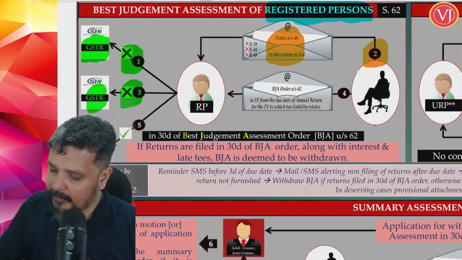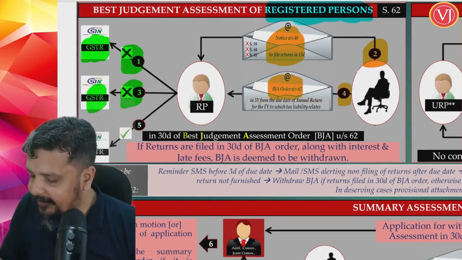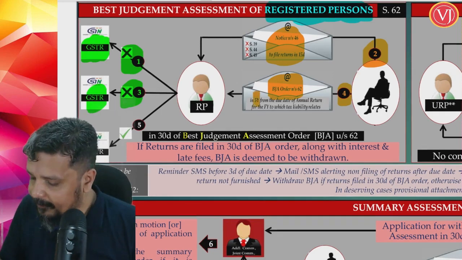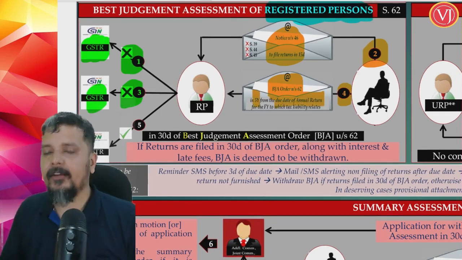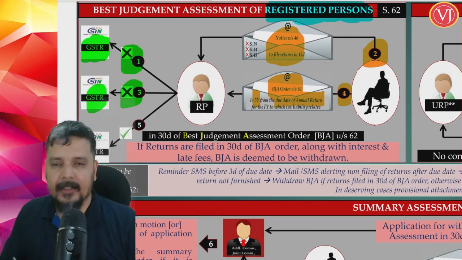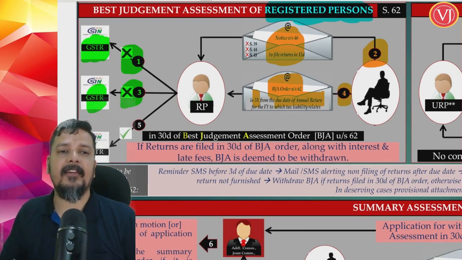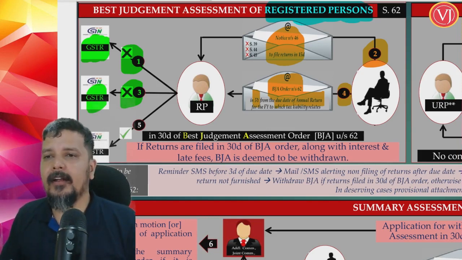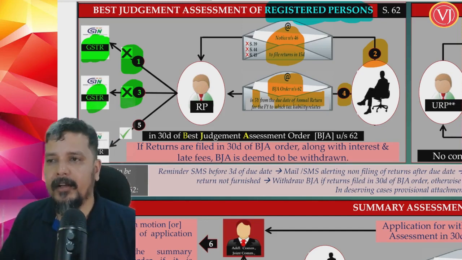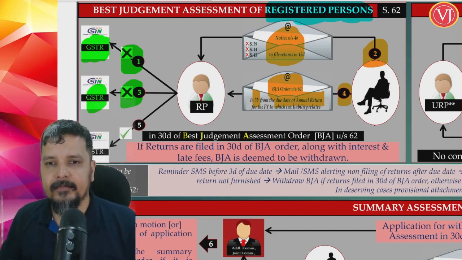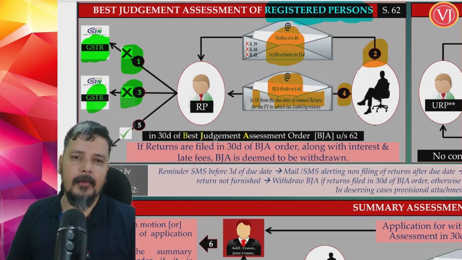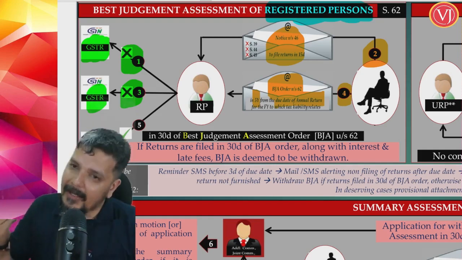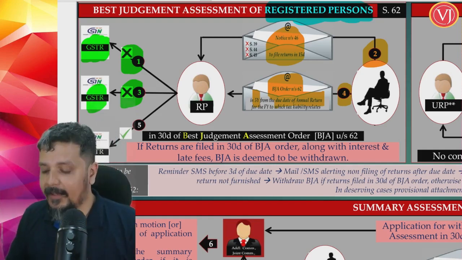Then officer can start best judgment assessment under section 62, which is against registered person, within 5 years from the due date of annual return of that financial year to which the liability pertains. The time limit for doing best judgment assessment against registered person is 5 years. First opportunity was given to you. You did not file your returns, you got a notice under section 46 to file within 15 days. You did not file. Then they will start best judgment assessment.